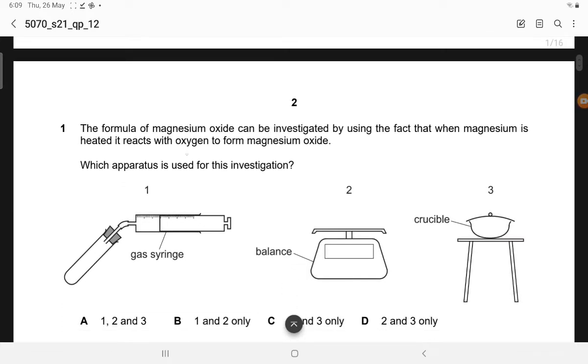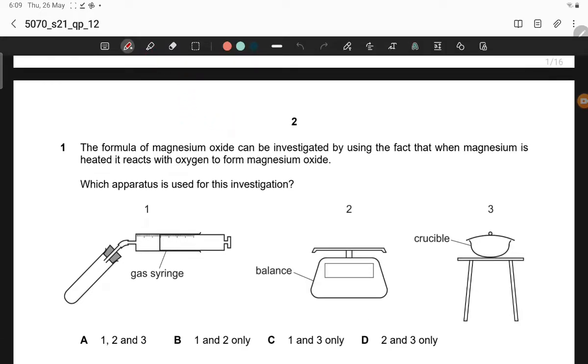Let's start. The formula of magnesium oxide can be investigated by using the fact that when magnesium is heated, it reacts with oxygen to form magnesium oxide. Magnesium oxide can be investigated when magnesium is heated. This is the chemical reaction. When magnesium is heated, it reacts with oxygen to form magnesium oxide. This is the chemical reaction to form magnesium oxide.